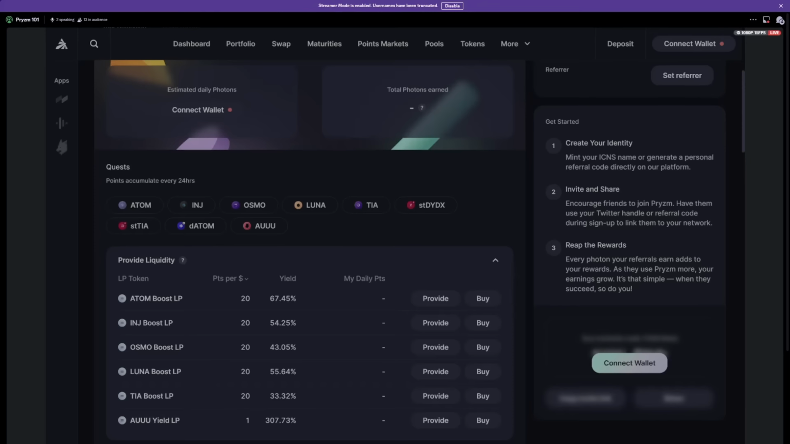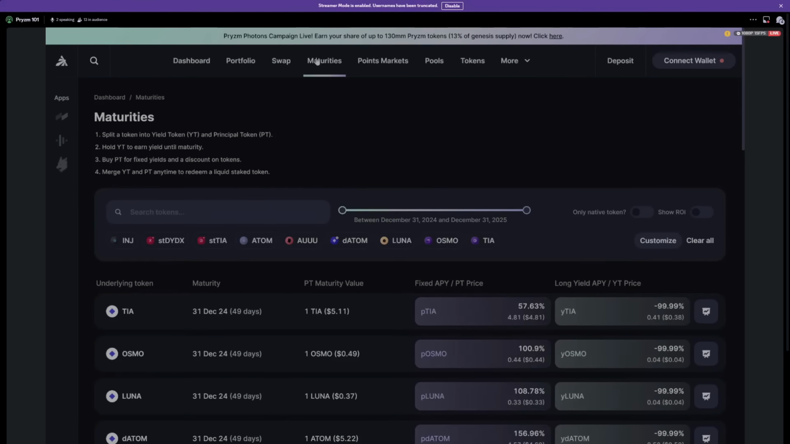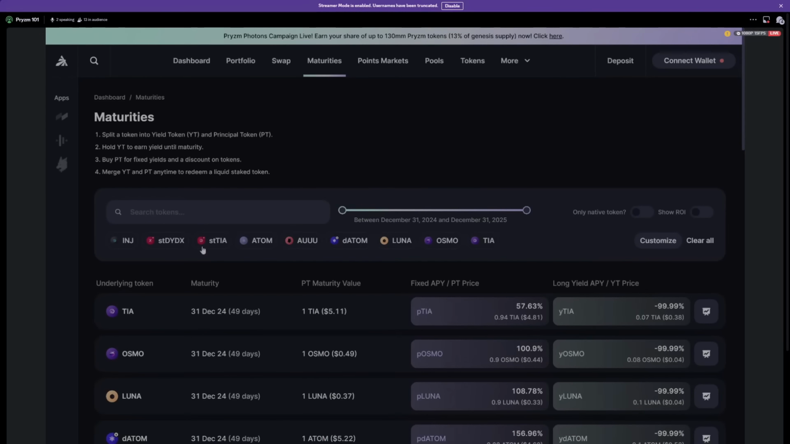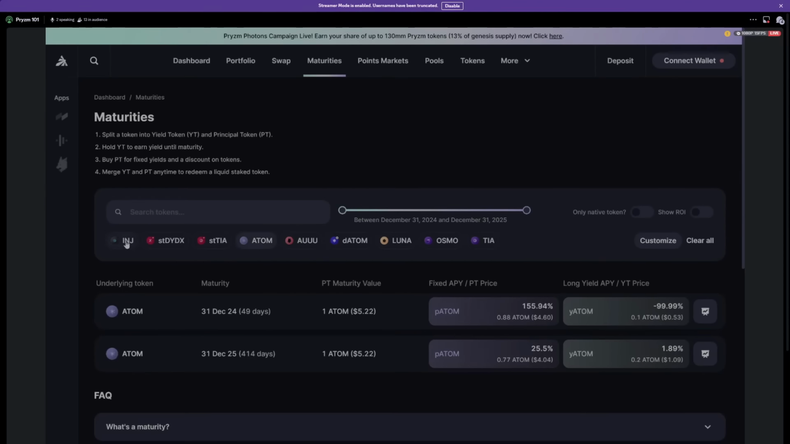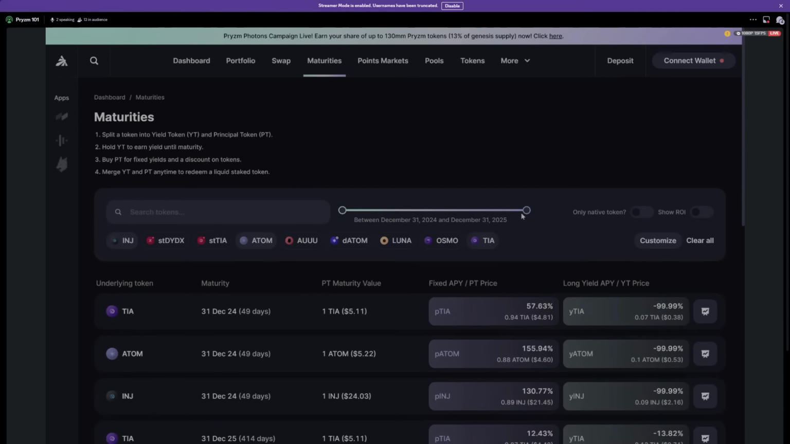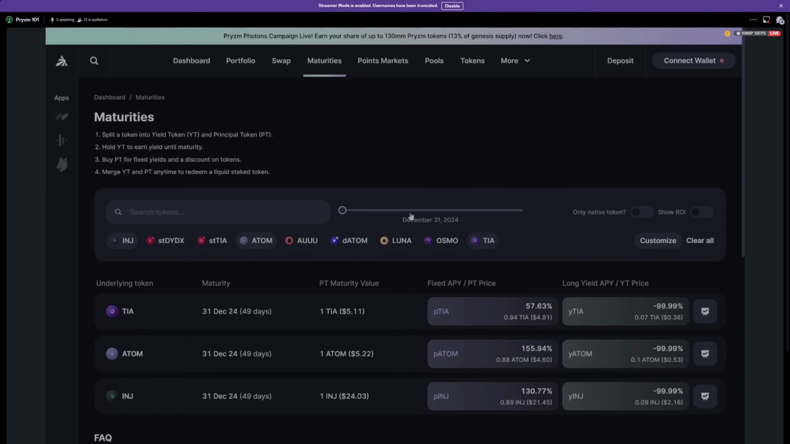I had a couple of other questions that people had asked me, which I wanted to run through. The first of those, which we hit on earlier, is how do you find discounts? Let's look at Atom, Injective, Tier, for example. Let's say just the nearby maturity. So this is what we said earlier on.